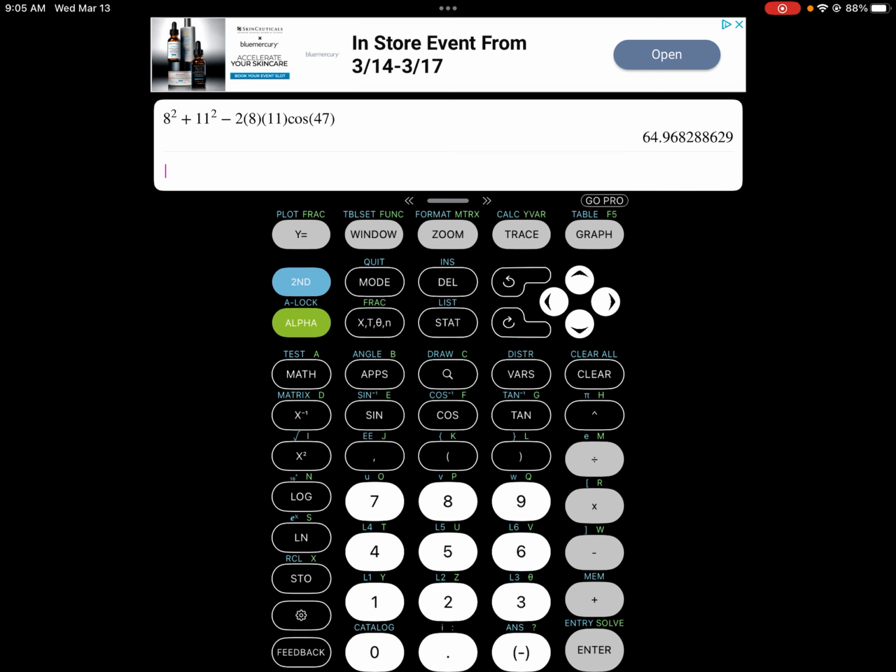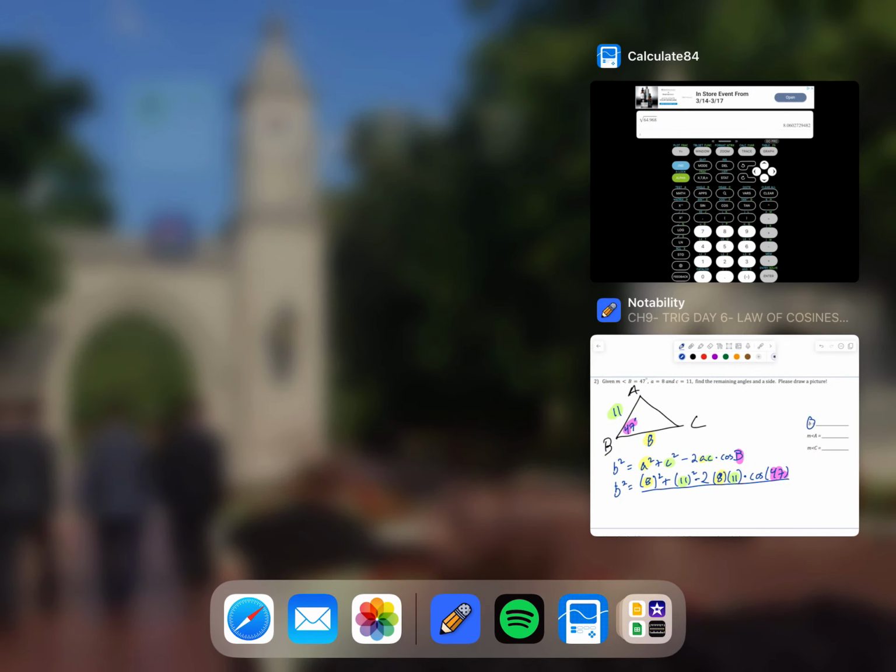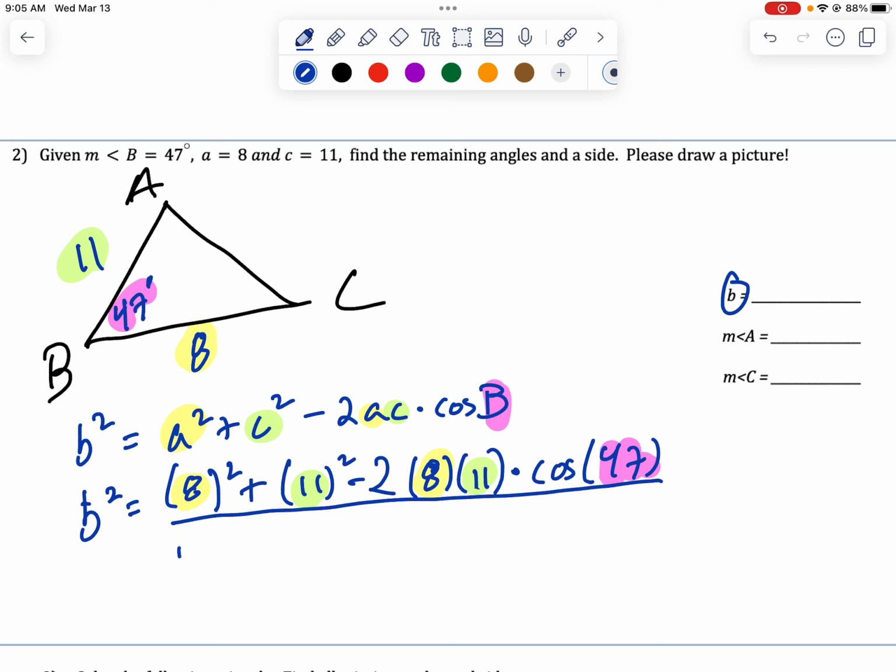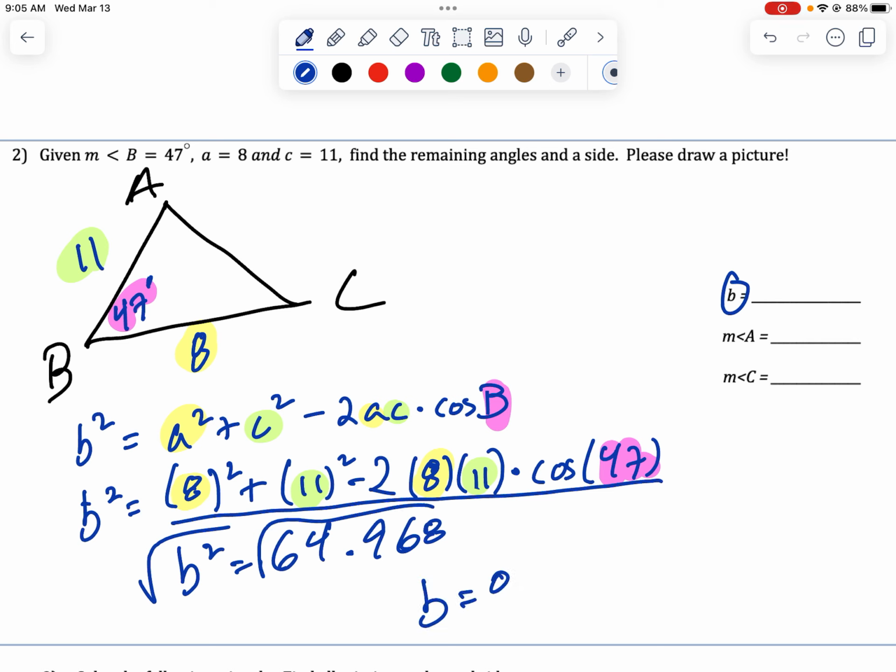I get 64.968. Take the square root of that. 64.968, and I get 8.06. So B squared equals 64.968, square root. B was 8.06.